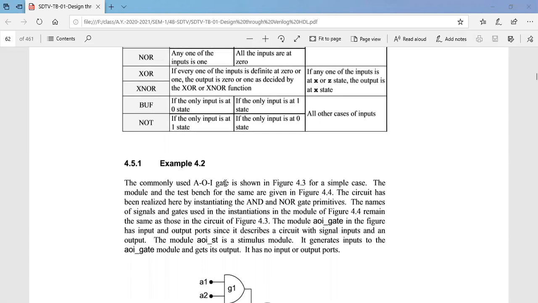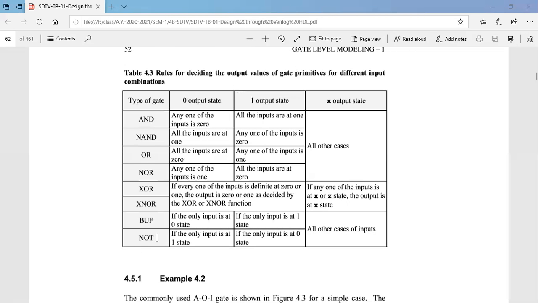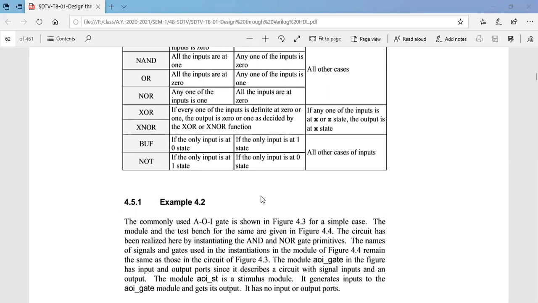So for a buffer, if the input is at 0, the buffer output will be 0, and if its input is 1, its output is 1. Do you get it? Whatever you give as input, that is coming as the output. That is nothing but a buffer, right? The complement to that is NOT: if your input is at 1 state, its output is at 0 state, and if your input is at 0 state, its output is at 1 state. Okay.